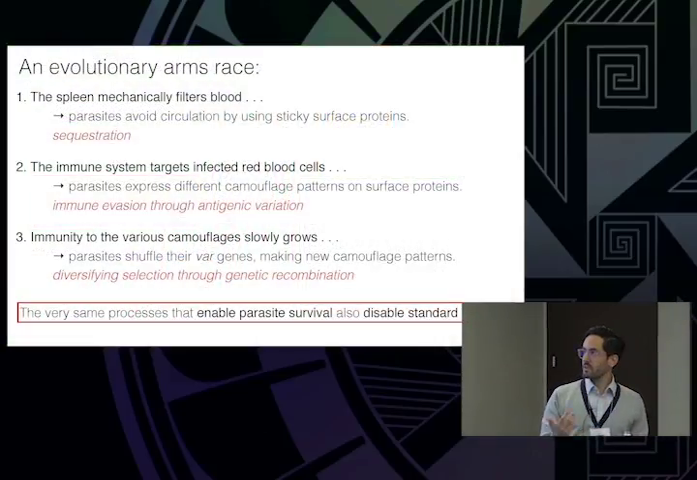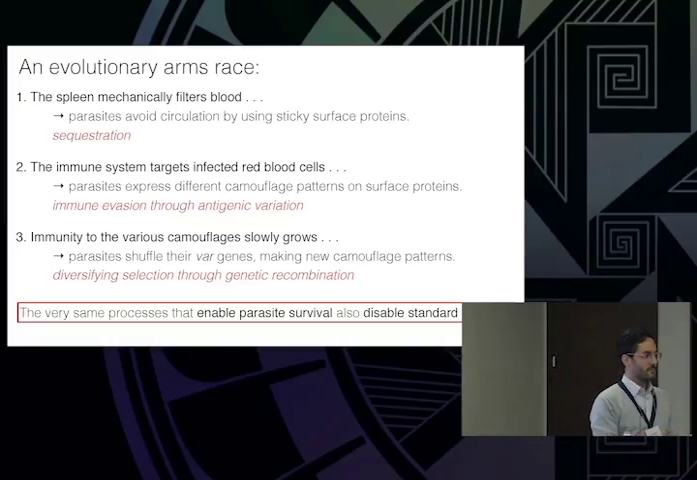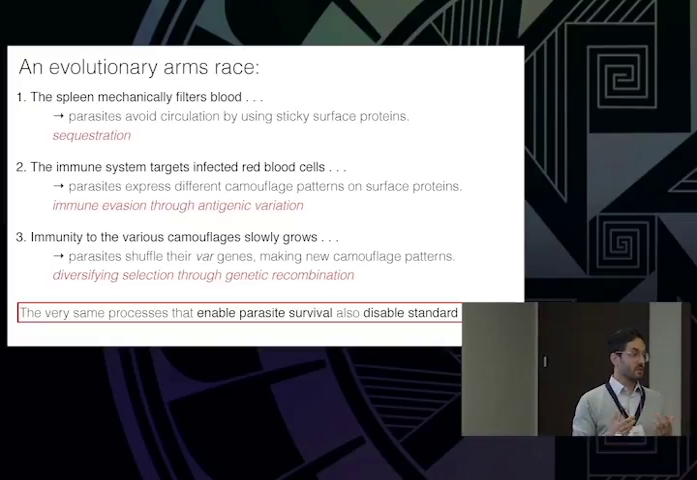It's the product of what I'll call an evolutionary arms race. So the spleen mechanically filters your blood. If you have a very brittle parasite inside the red blood cell, it would get filtered out. So the parasites avoid free circulation by using these sticky surface proteins. This is a process we call sequestration.